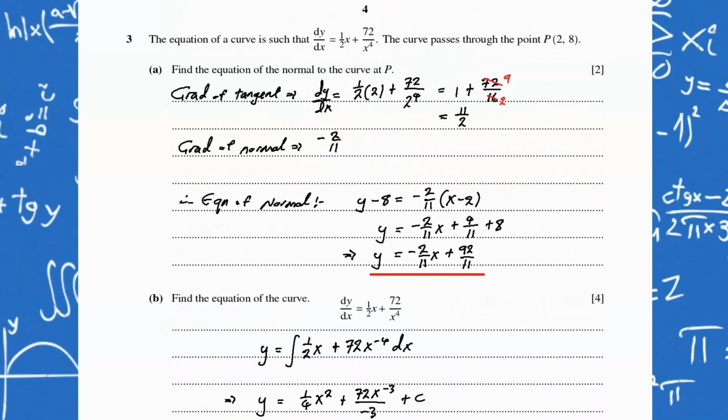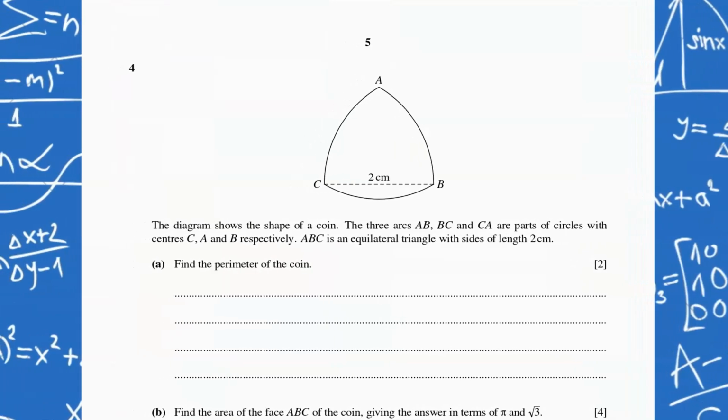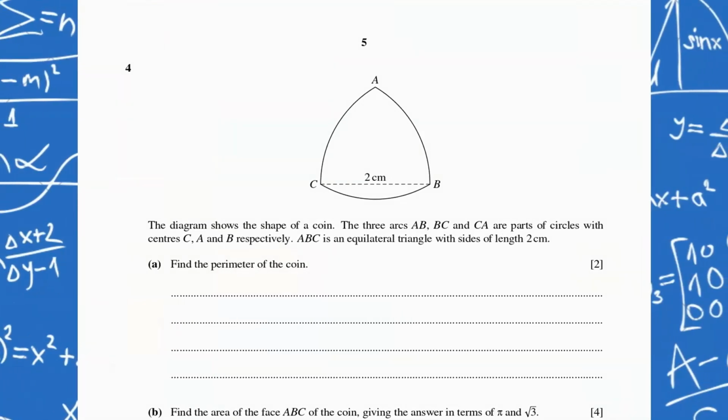Let's go on to the next question. Now we are on question number 4. It says the diagram shows the shape of a coin. The three arcs AB, BC, and CA are parts of circles with centers C, A, and B respectively. ABC is an equilateral triangle with sides of length 2 centimeters. In part A, find the perimeter of the coin.